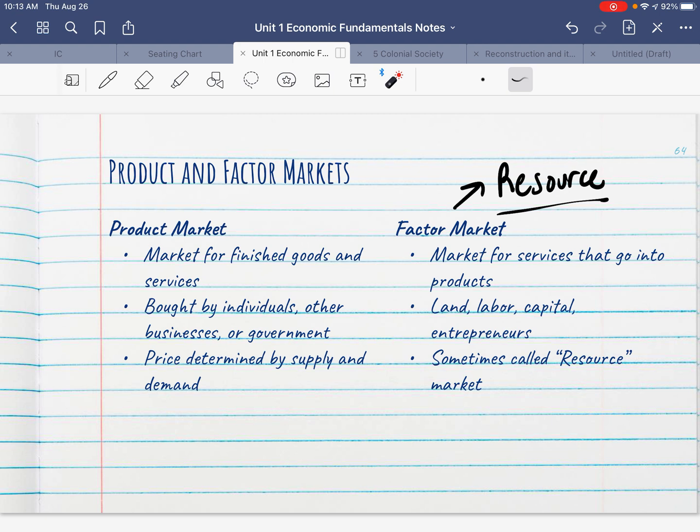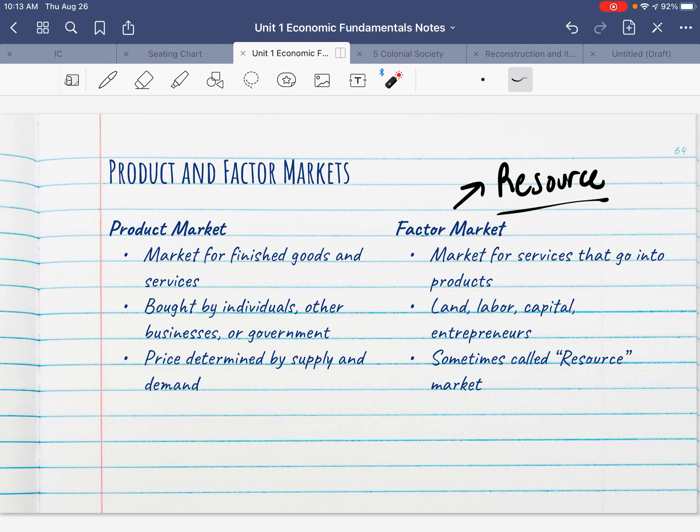You hire someone to mow your lawn, or you go to Walmart and you buy Band-Aids or toothpaste or something like that. You are operating in the product market then. You are buying something. And everyone operates in the product market. Individuals buy things, businesses buy things, the government buys things. And prices in the product market are determined by supply, how much is available, and demand, how much people want.